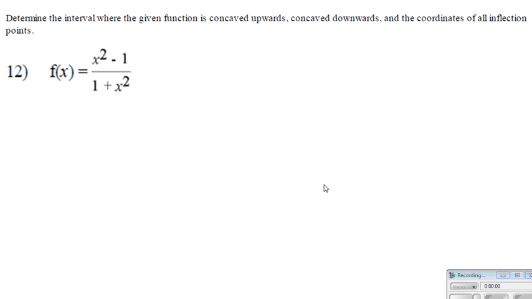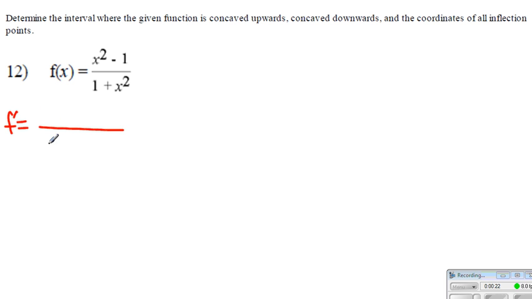Going to be talking about question number 12 up to number 19. Let's get started. So here we have trying to find the concavity and also point of inflection. To find that, what we like to do is maybe we'll find the first derivative first.